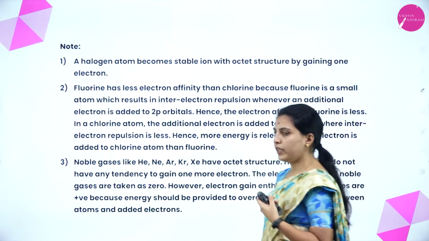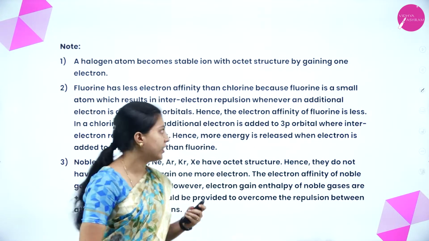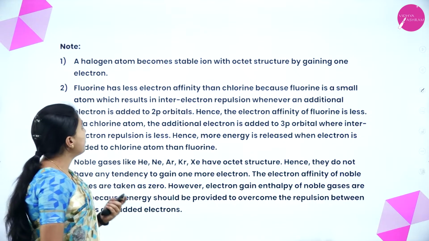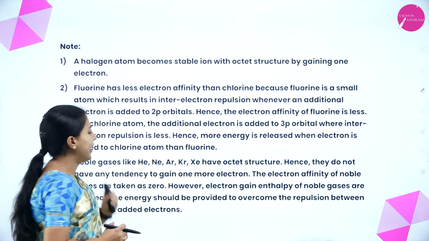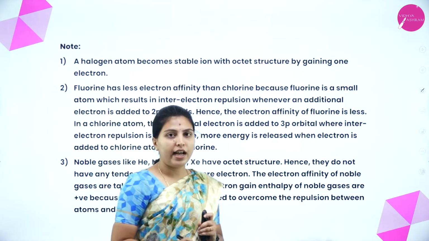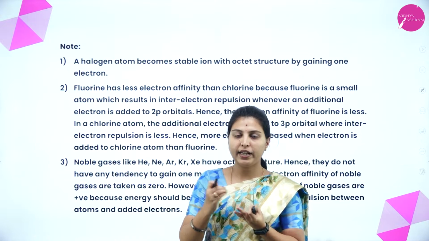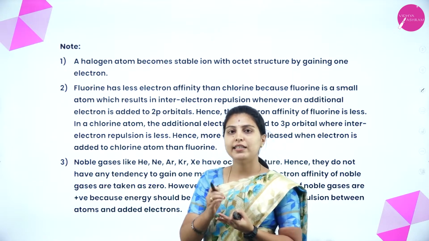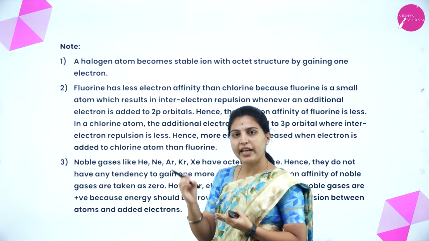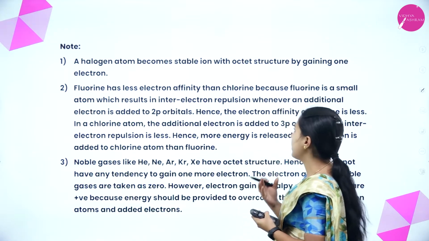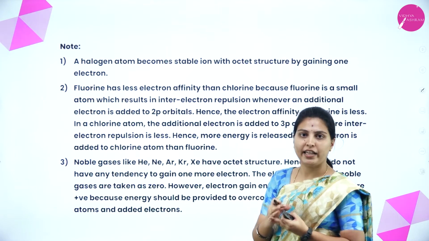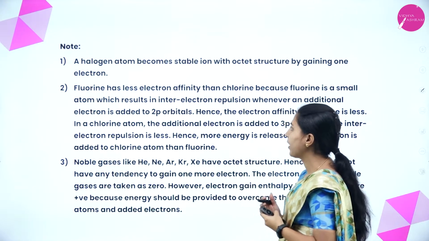Here also many things we can see. A halogen atom becomes a stable ion with octet structure by gaining one electron. Halogens need one electron to attain the octet configuration. When we add one electron, it attains a complete octet structure. That's what they are telling.